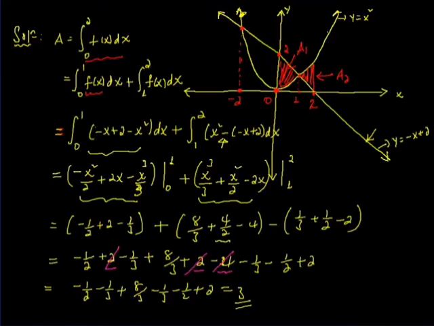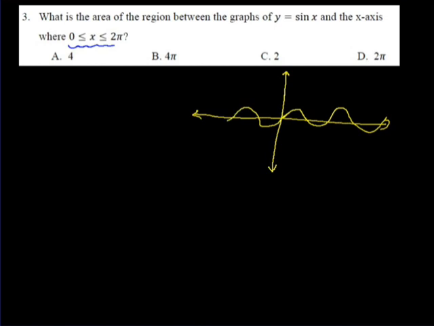The next problem is: what is the area of the region between the graph of y equals sin x and the x-axis, where x is from 0 up to 2 pi. Similarly, here we need to know the graph of a sine function. Usually the graph of a sine function looks like this, passing through the origin, and 0 up to 2 pi means one complete cycle.